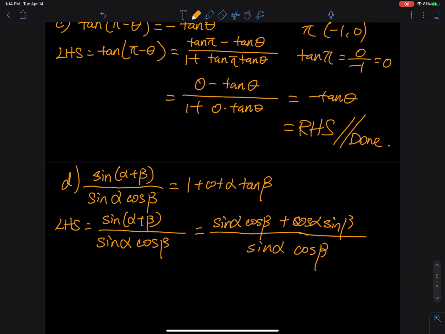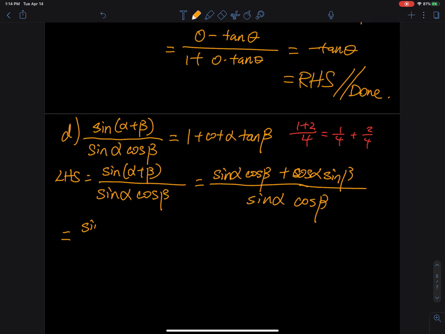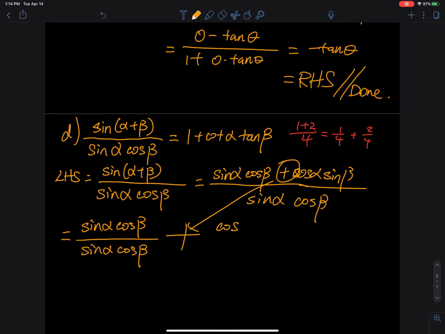And then the next thing is I want to review something that is very fundamental. So let's say I have 1 plus 2 divided by 4. Another way to write this is 1 divided by 4 plus 2 divided by 4, right? You get 3 over 4 anyway. So in this problem, there is only one denominator. So we can go ahead and do sine alpha cosine beta divided by sine alpha cosine beta, plus cosine alpha sine beta divided by sine alpha cosine beta.